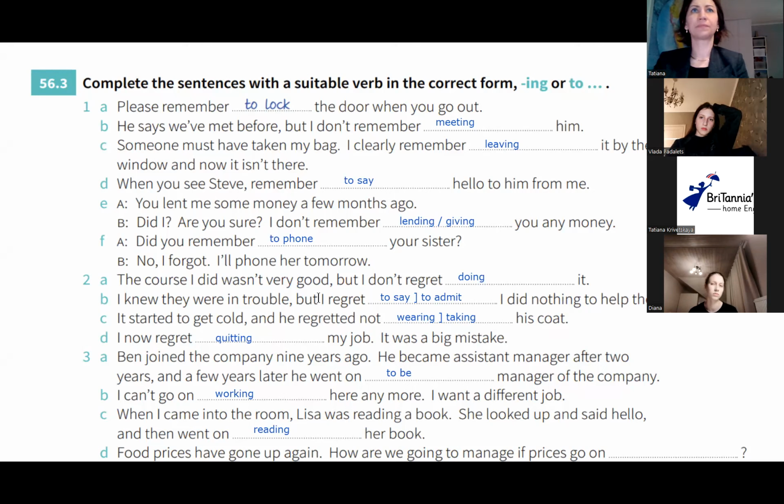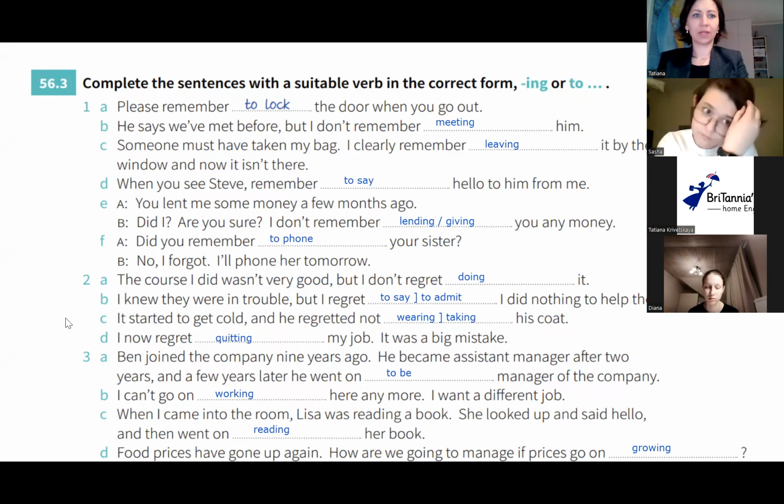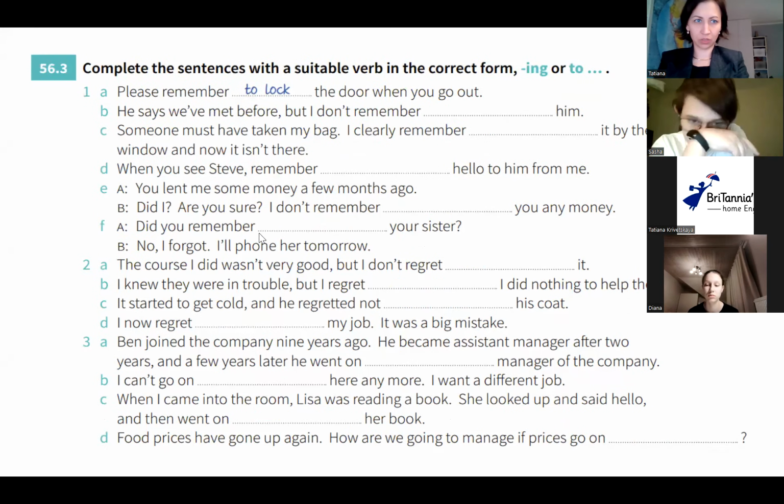If the prices go on doing the same process, the prices go on growing. Is this any clear? Does that make sense? Yeah. Okay, good. I'll give you 10 minutes to finish the one.